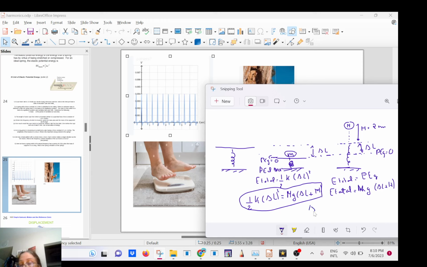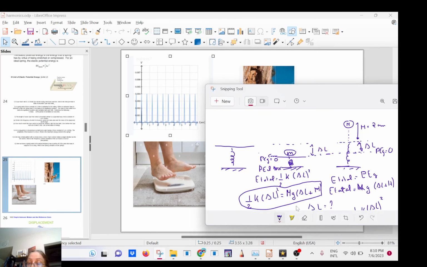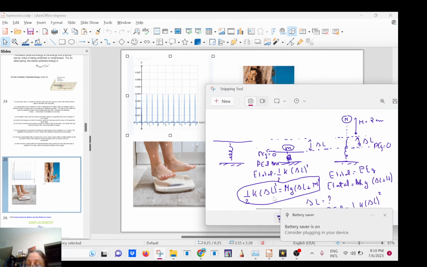And again, physics stops here and math takes over, because you just have to plug the numbers. You can solve for delta L. And once you have delta L, then you can find the potential elastic energy. Usually you have multiple choices, so it's easier, because then you can plug back the numbers to see which one will make that equality right.